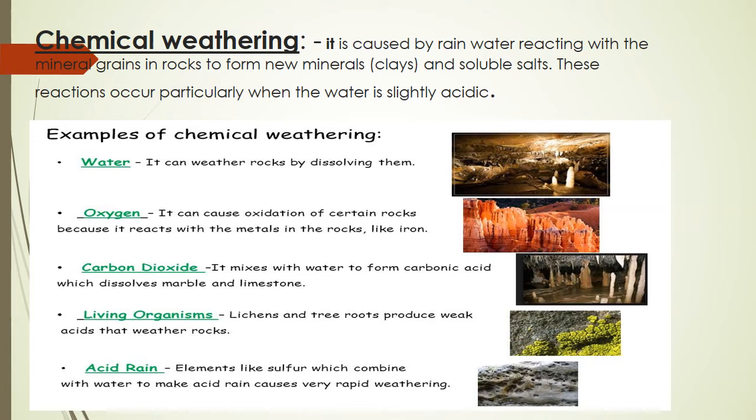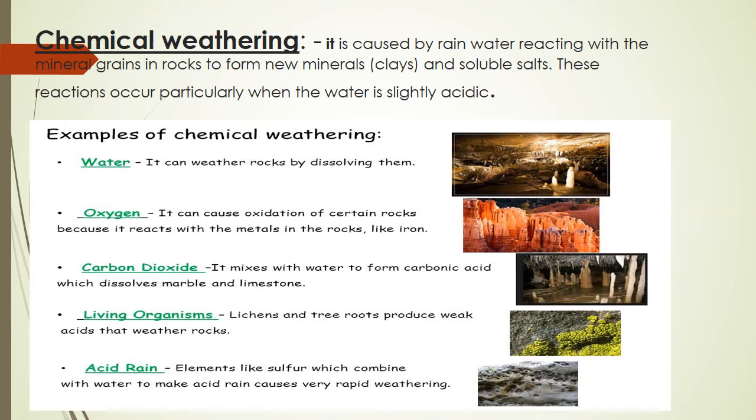Living organisms, the lichens and the tree roots, produce weak acids that weather the rocks. Organisms like lichens secrete some acids, and because of that the rocks on which they stay get weathered. Acid rain.